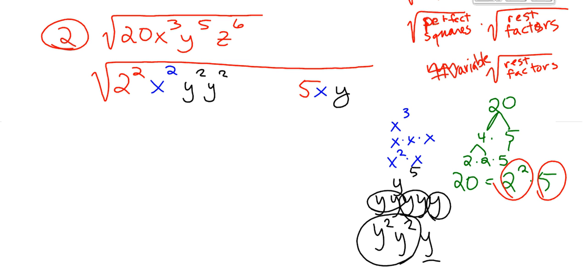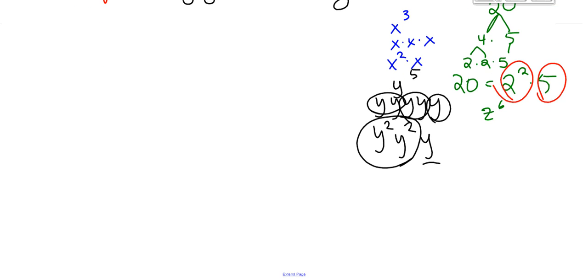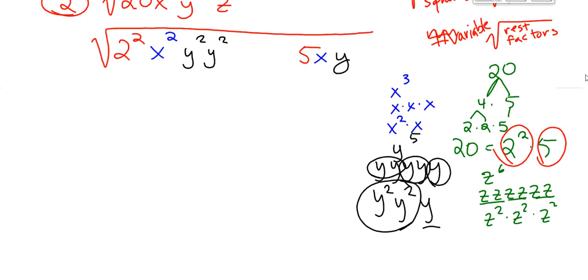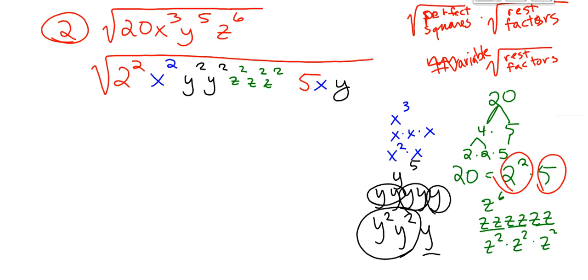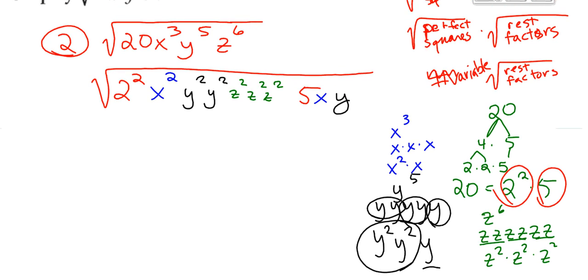And then I'm going to do the same thing with z to the sixth. Z to the sixth, just a reminder, is z times z times z times z times z times z. And so this is z squared times z squared times z squared. And so those are all perfect square factors. I'm going to write them to the front. So z squared times z squared times z squared. We'll talk about methods to shorten this up as we go through, and once we get the answer, we'll give ourselves some options.